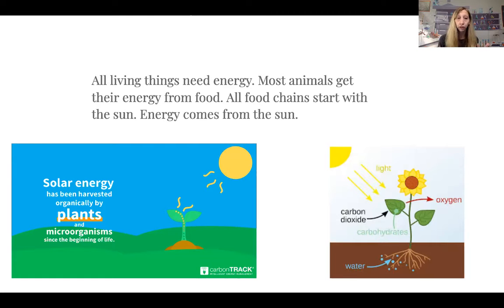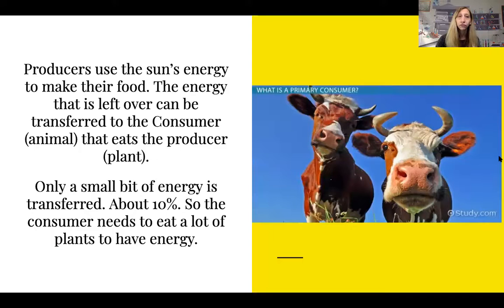Plants absorb a lot of energy. It's solar energy. The way we think about solar panels, whether out in a big solar panel field or the solar panels on the roofs of our houses, solar energy has been used by plants since the beginning of time. The plants use the solar energy, carbon dioxide, and water, and they make food, sugar for themselves, and then they put out oxygen. So producers use the sun's energy to make their food, and the leftover energy can be transferred to the consumer.